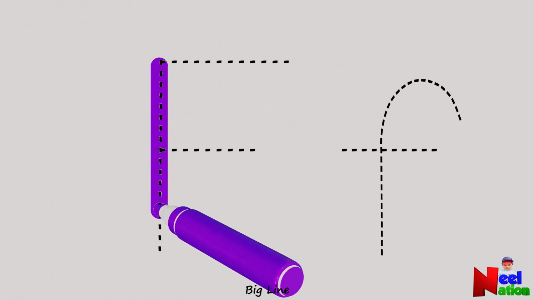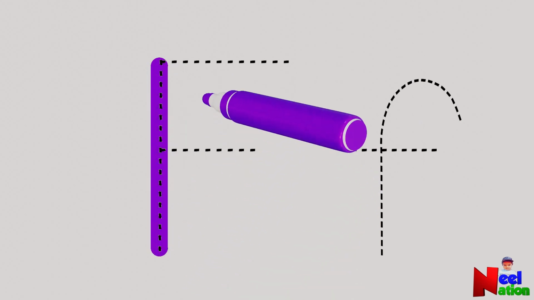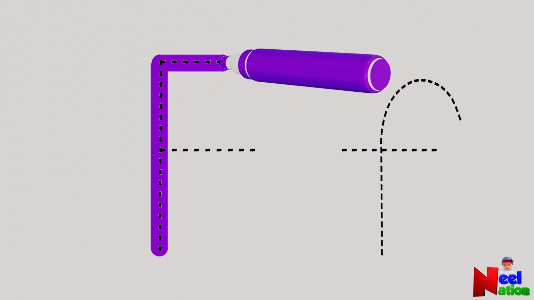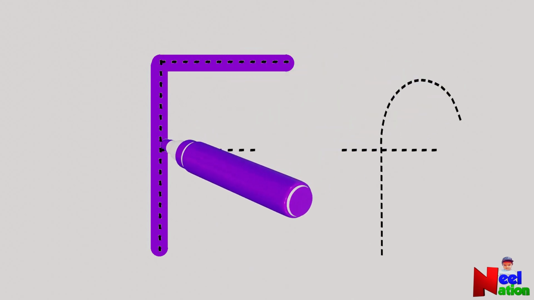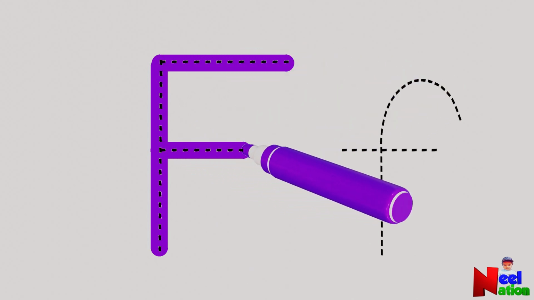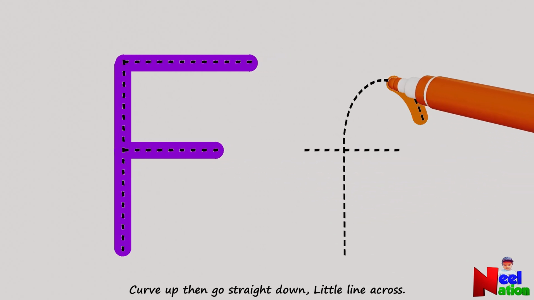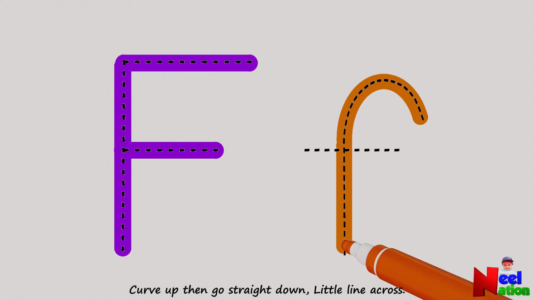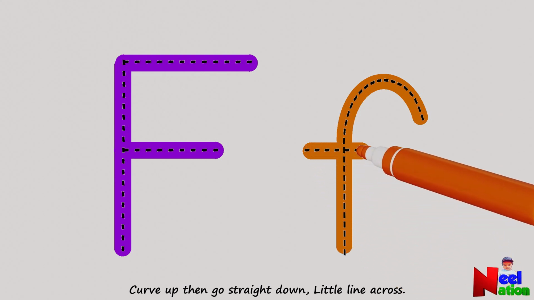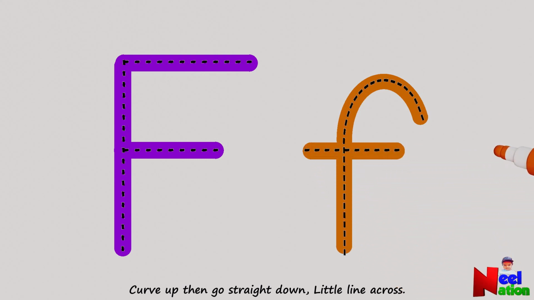Big line, little line, and little line. Uppercase F. Go up and then go straight down. Little line across. Lowercase f. Good job!